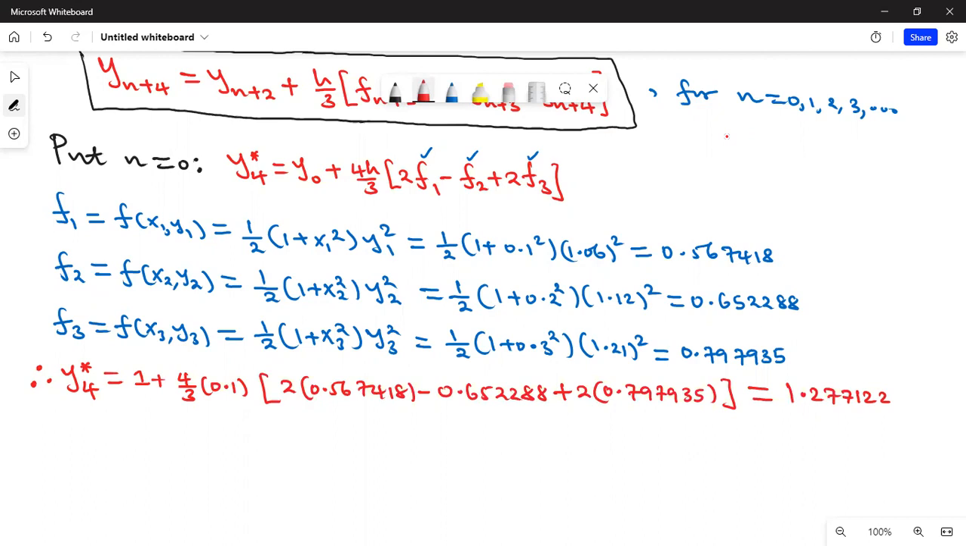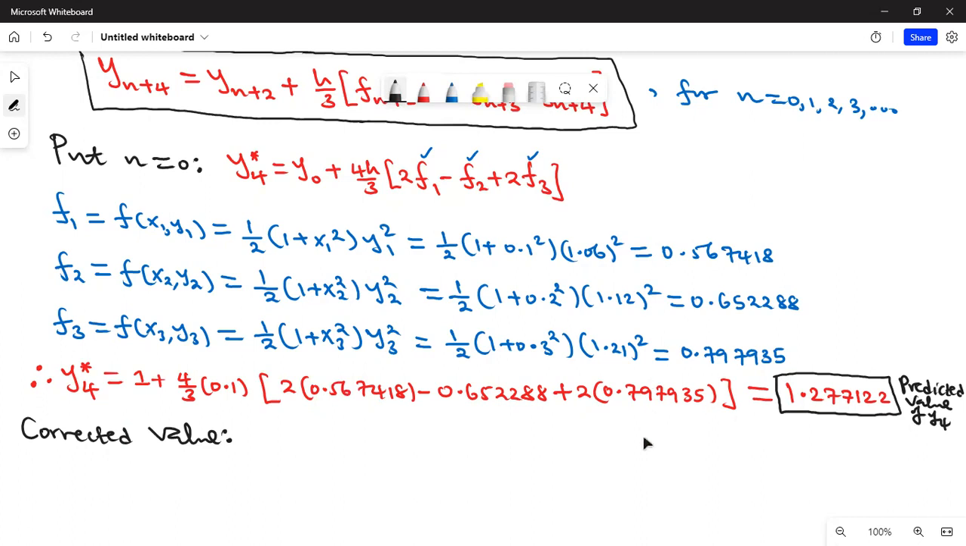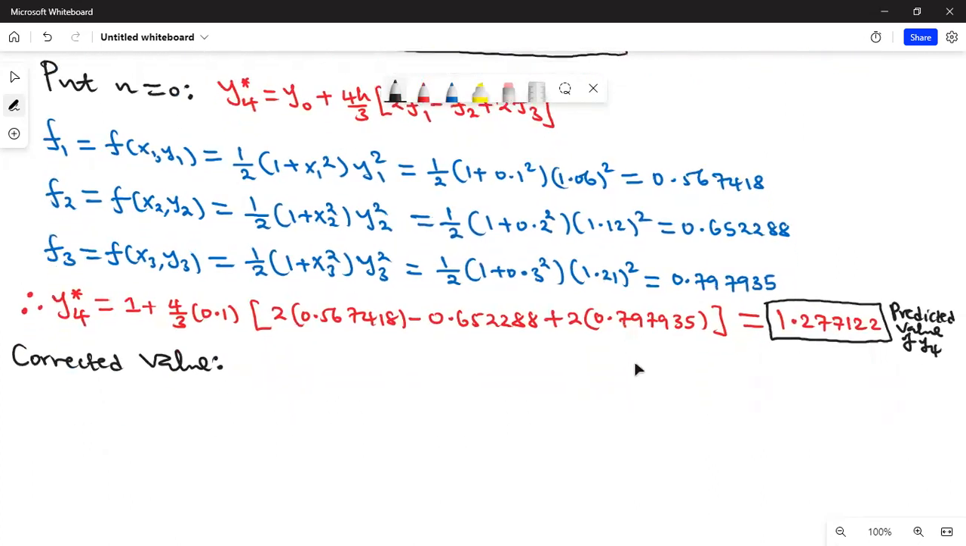Now, before you obtain the corrected value, let's first of all compute f4. Before that, let's write this predicted value. Remember, this one is the predicted value. You can comment on this and write predicted value of y4. You predict and then you correct. Remember, that's the pattern. Predict and then correct.